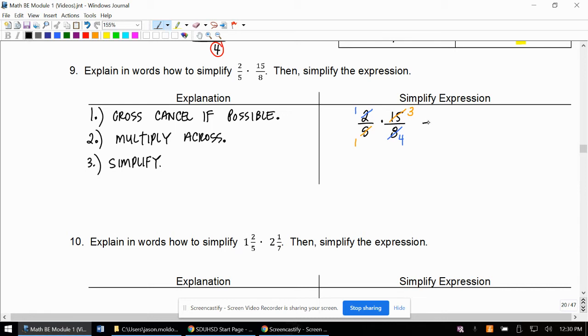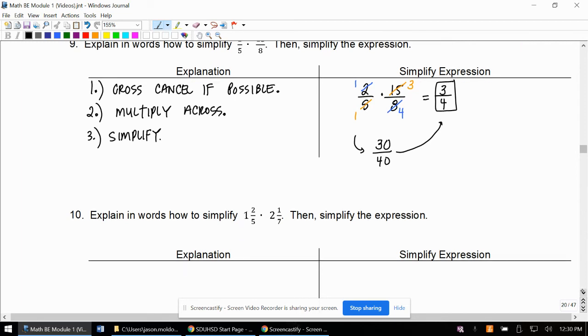And then we're going to multiply tops and bottoms. Multiply across. 1 times 3 is 3, and 1 times 4 is 4. If you didn't cross cancel, then you should still have a simplified answer of 3/4. If you just start by multiplying straight across, you would have 2 times 15 is 30, and 5 times 8 is 40, which does simplify into that answer.